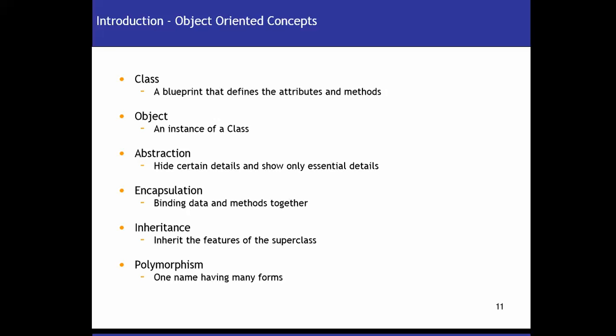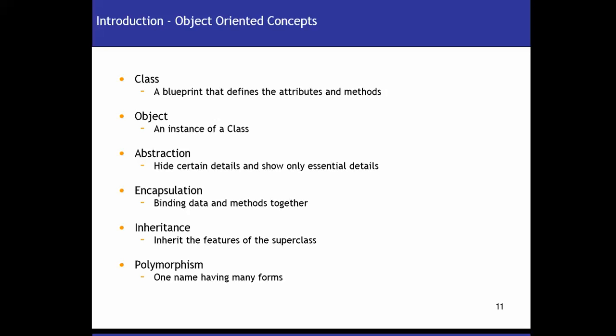So, what is a class? A class is a blueprint that defines the attributes and methods. When I talked about the examples before, you have seen that I have defined a class called Hello World, and in that I have written some methods, like the display method or main method. So class is nothing but a blueprint that defines the attributes and methods. Okay, and next coming to object.